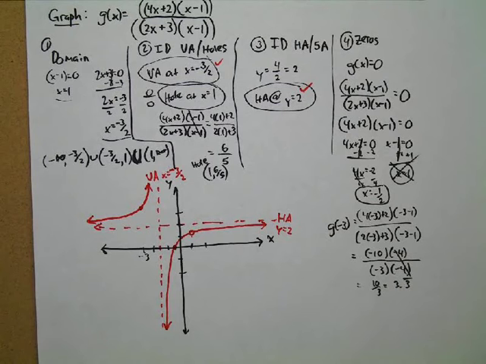So I will ask you, I will say, here's your function. What's the domain? Find any vertical asymptotes or holes, find any slant asymptotes or horizontal asymptotes, find any zeros, and then graph it. I'll say all those things. You'll need to know what to do.